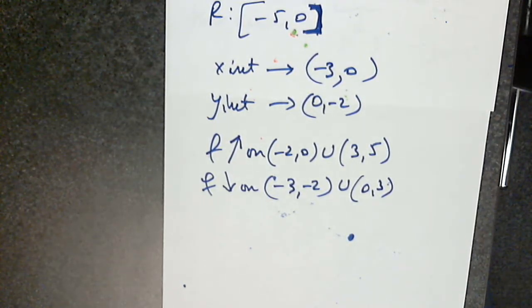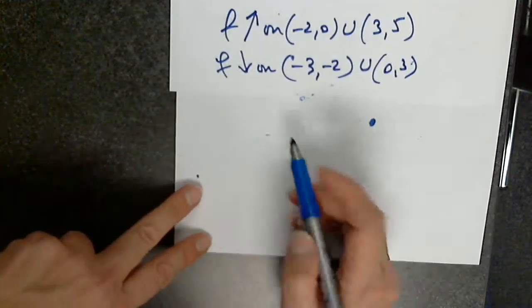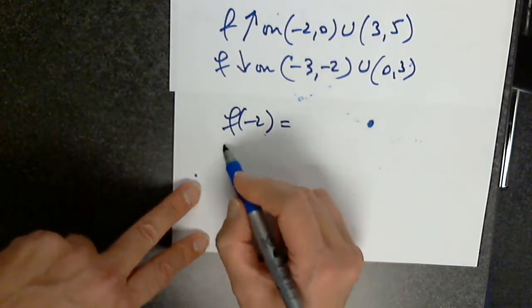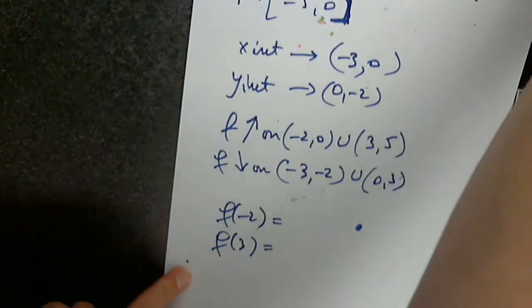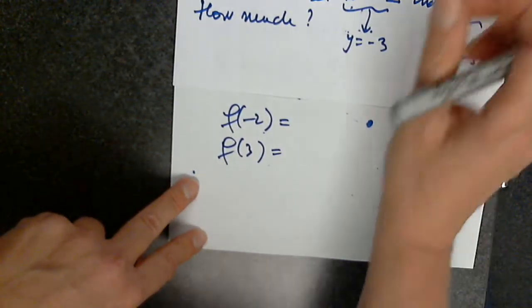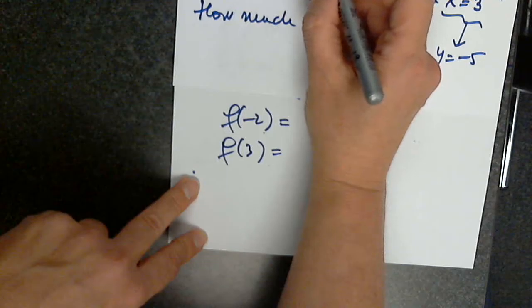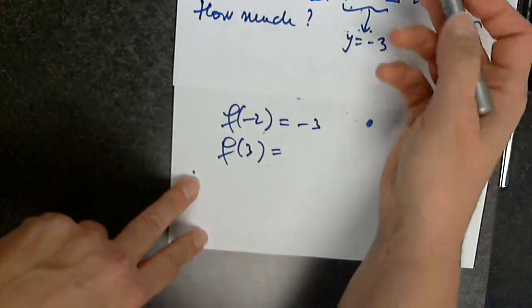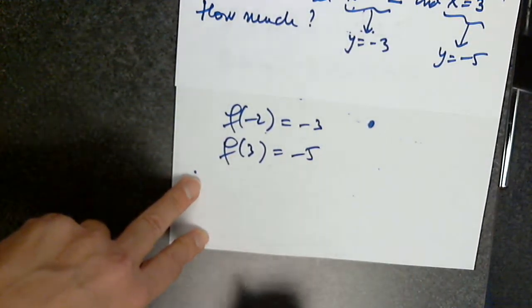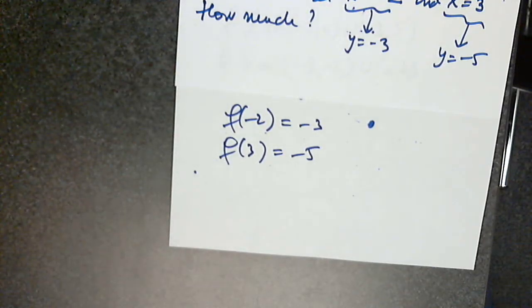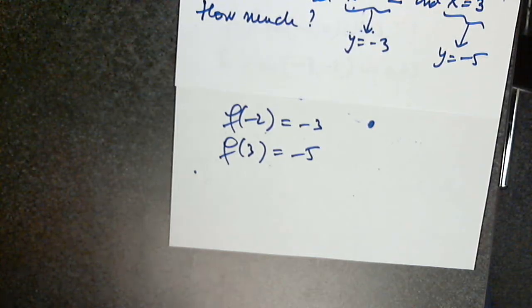Missing function values. Okay, so they're asking us to find f of negative 2 and f of 3. How much is f of negative 2? Yeah. How much is f of 3? Good. Difference quotients. Yes or no? Yes. Okay.